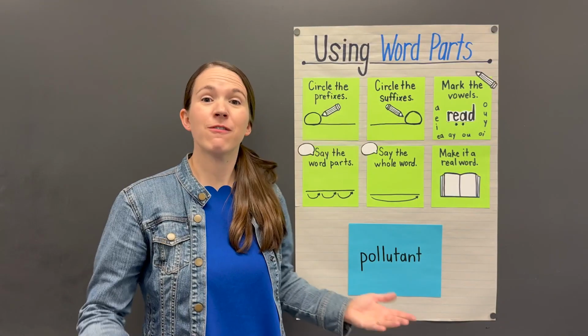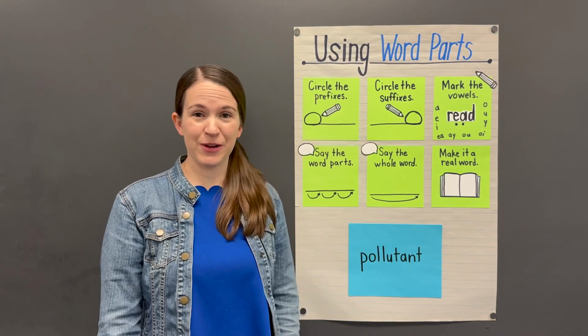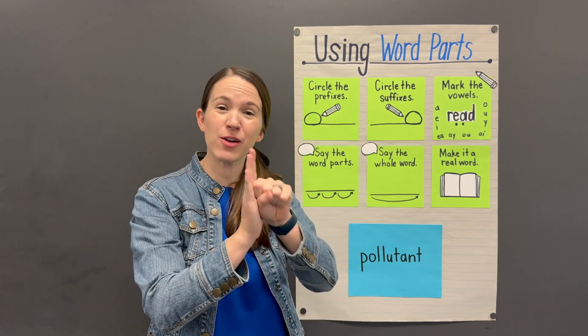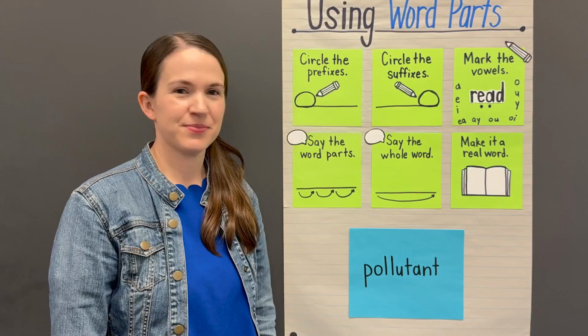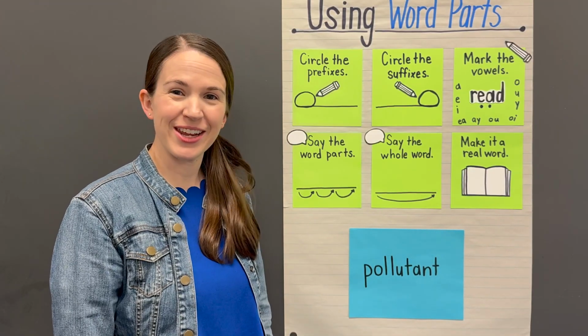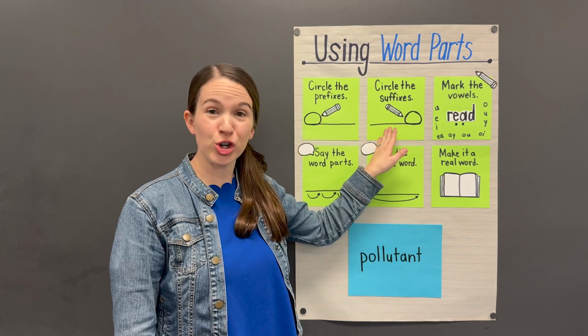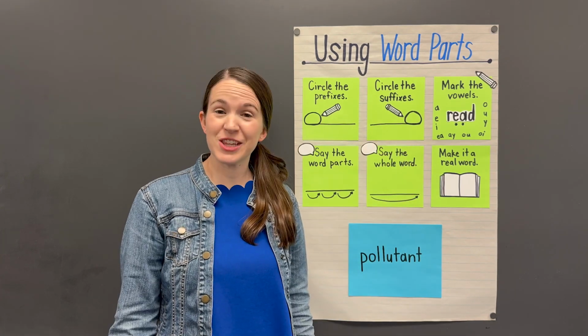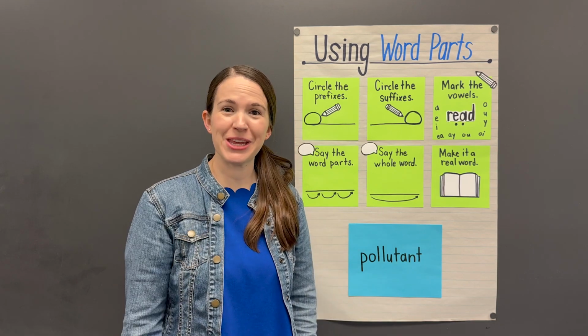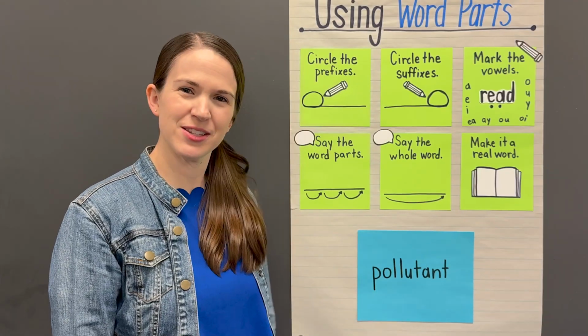Here's one. First, let's circle the prefixes. A prefix is a word part added to the beginning of a word to change its meaning. Do you see any prefixes? There aren't any. Next, let's circle the suffixes. A suffix is a word part added to the end of a word to change its meaning. Do you see a suffix?